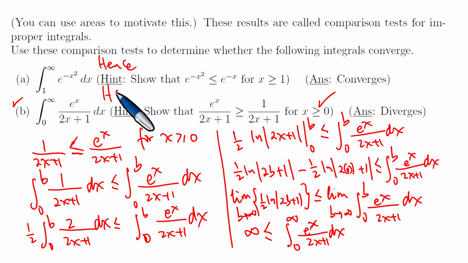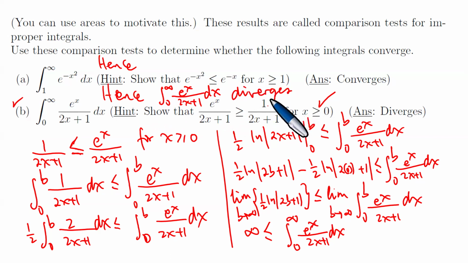Okay, you can write here and say hence the integral from 0 to infinity dx diverges. Well, it diverges because it is greater or equal to infinity. It is infinite, or greater than infinity. So it diverges because of that.